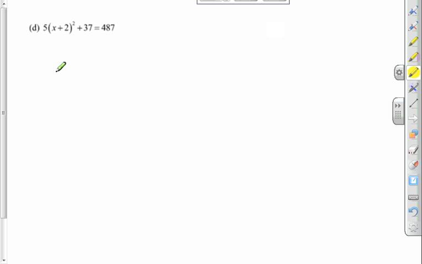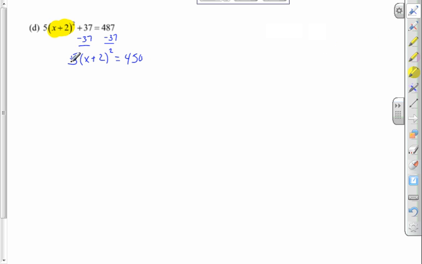So as I mentioned in class, when you encounter these types of equations where you see a binomial squared, this is the part of the equation you should be focusing on isolating. So as we start to use our inverse operations or properties of equality, ultimately we would like this to be isolated. That's going to give us a perfect square trinomial, and extracting the square root of that will be beneficial to solving this. So I'm going to start here by subtracting 37. And we get 5 times x plus 2 squared equals 450.